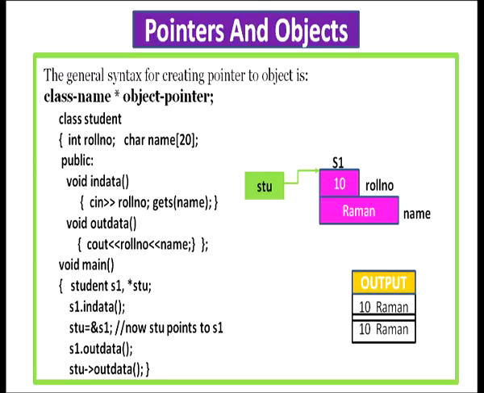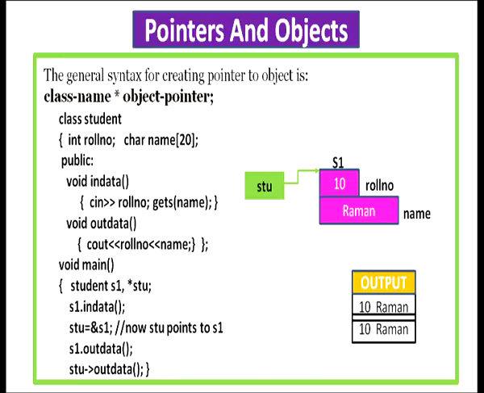Pointers and objects. The general syntax for creating pointers to objects is class name star object pointer semicolon. So, let us understand it with the help of an example. We are taking a class student with data members roll number and name, and public member functions in data to input the data values of these data members, and the function out data to display the values of these data members. Now, let us come to main.